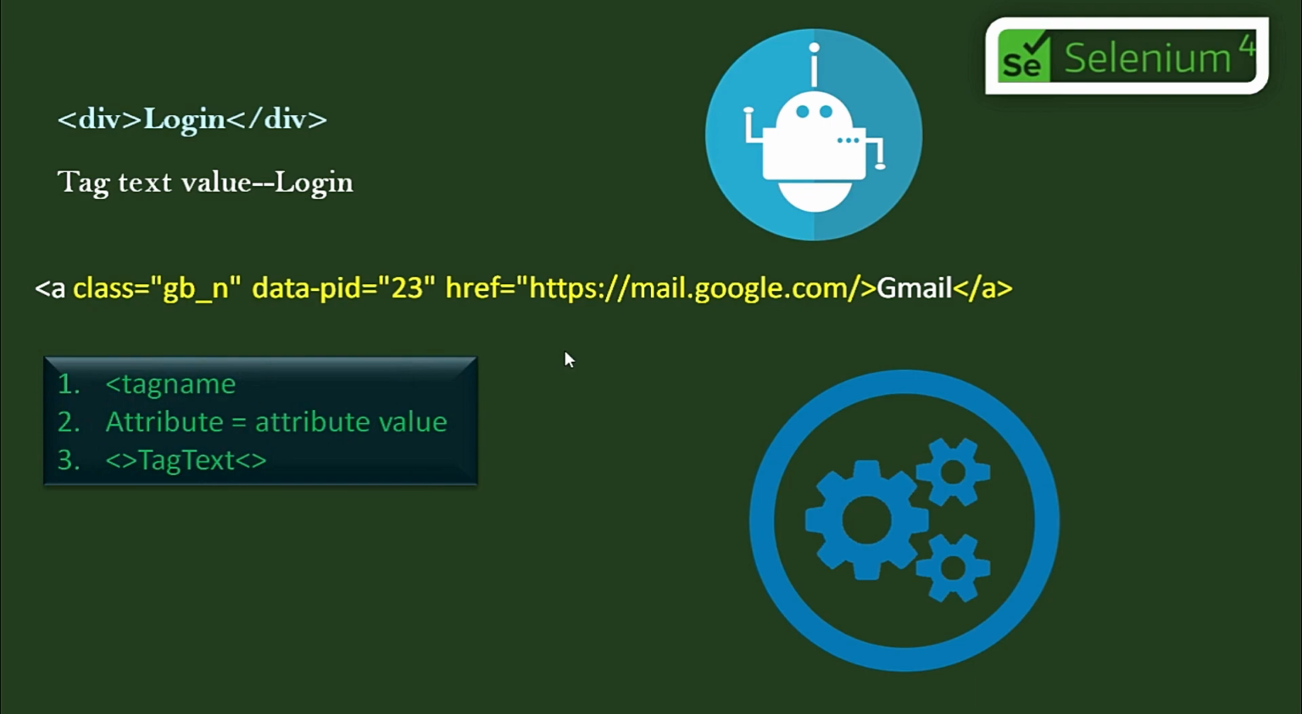Now finally what we understood: the tag name always comes after the less than sign.